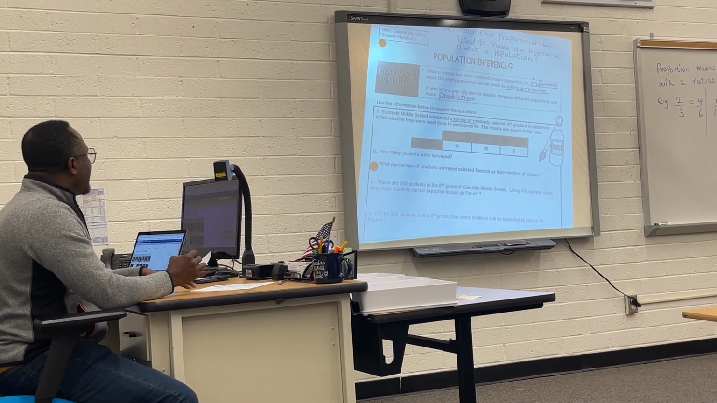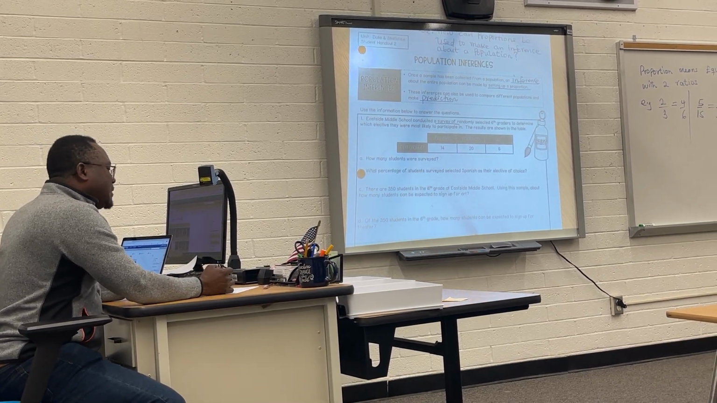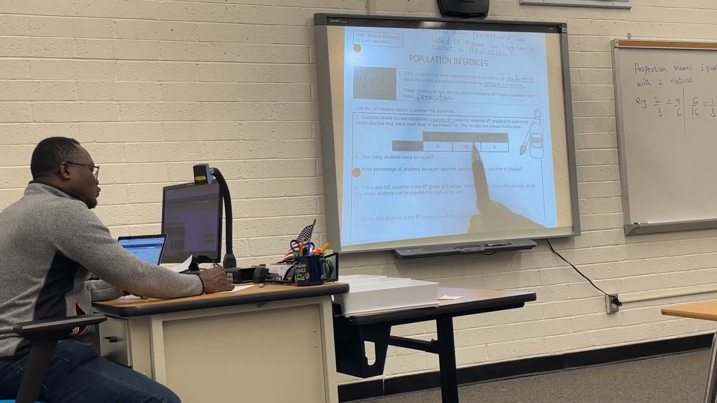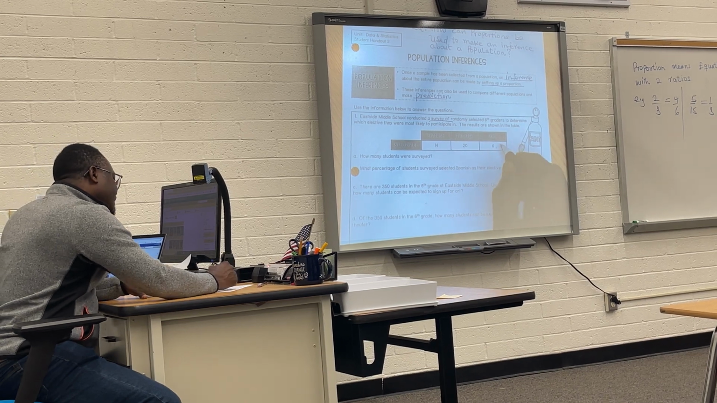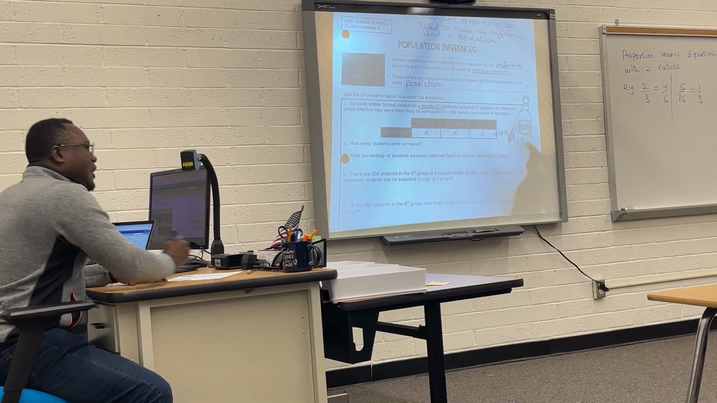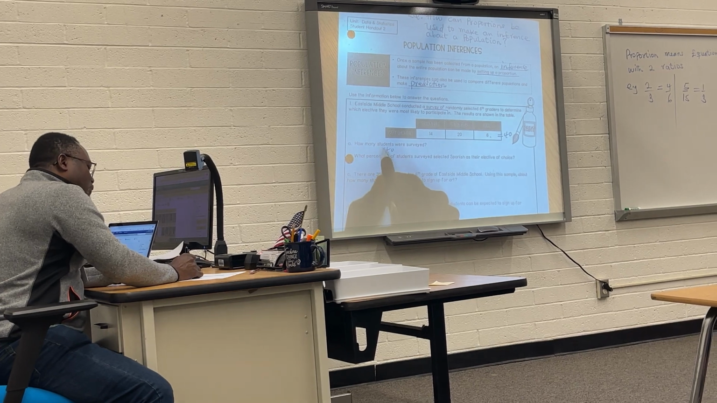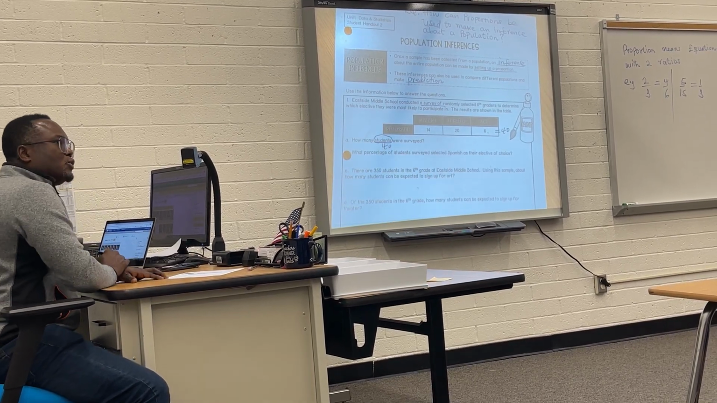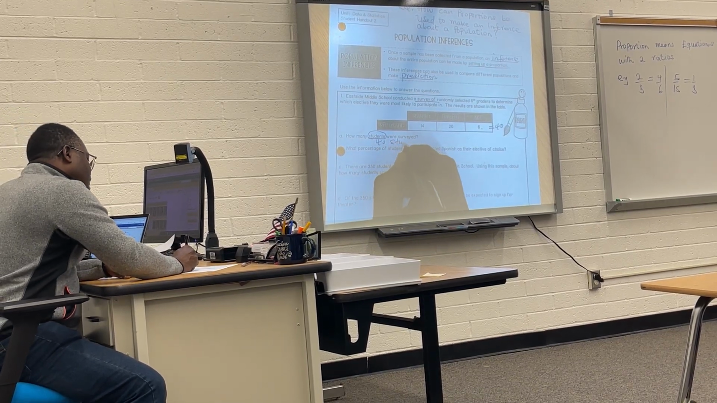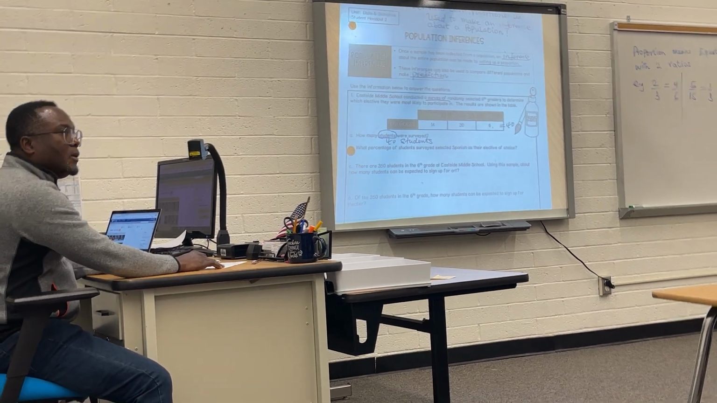So the question is asking us, how many students were surveyed? Question A wants the total number of students. So how do you get the totals? Add them up. So we are going to add 14, 20, and 6. If you add these three numbers, what are you going to get? 40. So we have our 40 here. But don't forget, the question is about what? Students. So don't forget to label your answer. So we say 40 students. Always don't forget to label your answer.